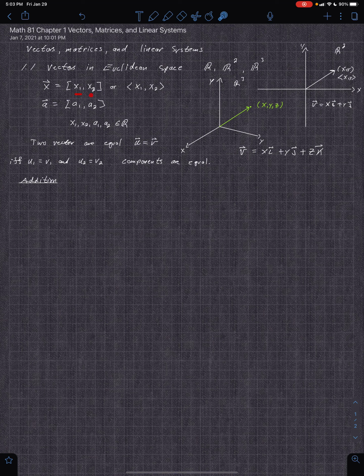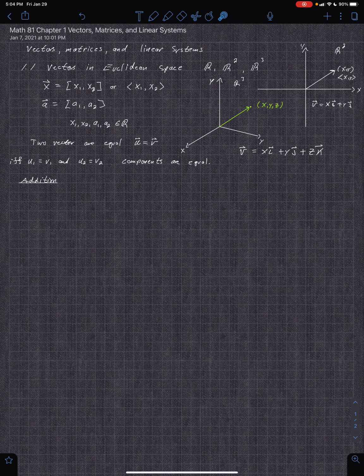So we use just subscripts. A lot of calc books use this type of bracket on the side. Or you could say A, and then you have the components. So A1, A2 are the components. And we say that each of those are just real numbers. So the components are made up of real numbers. Okay, so that should all be familiar to you.